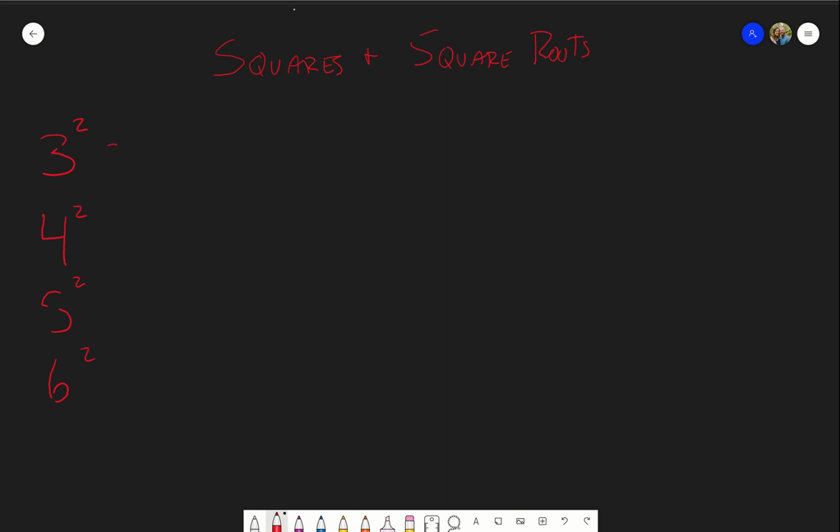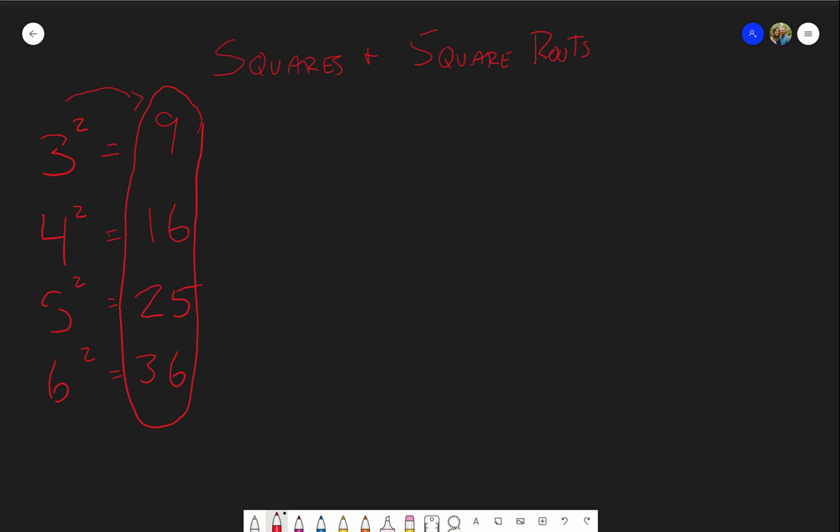So we would say 3 times 3 is 9, 4 times 4 is 16, 5 times 5 is 25, 6 times 6 is 36. These are examples of squared numbers, or these are what are called perfect squares. These are perfect squares because they're the result of squaring a number. Anytime you square a number, it's considered a perfect square. And so this is squaring, going from here to here.